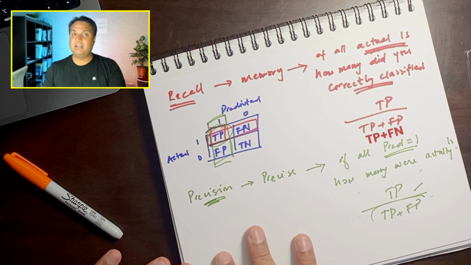I hope the explanation here is useful. Recall is based on memory. It is basically saying that of all the ones out there, how many were you able to correctly classify? And precision is related to how precise your outputs are, which means that of all the ones which you have predicted, how many actually were right or precise answers. Once you understand the intuition, you can definitely write the formulas as well.